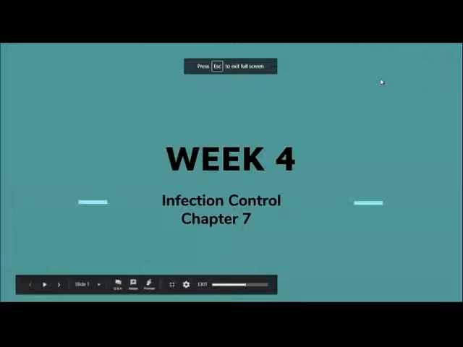Okay, so we're going to get caught up tonight with Chapter 7 and Chapter 8. And we're also going to do a little bit of surfaces and tooth numbering in the middle.